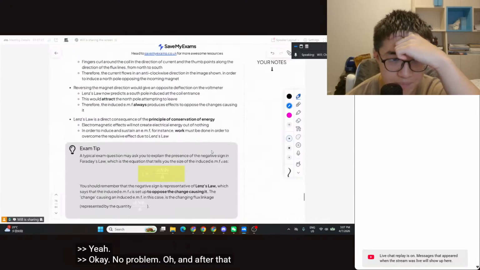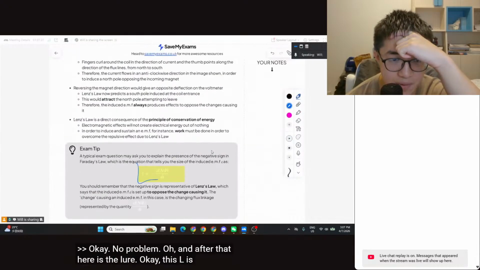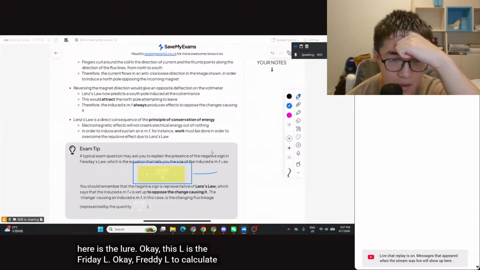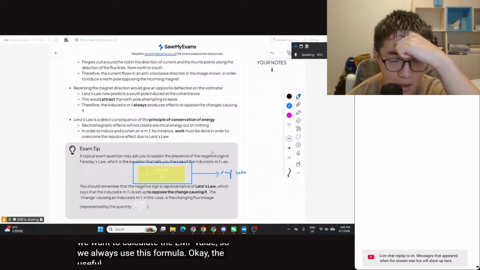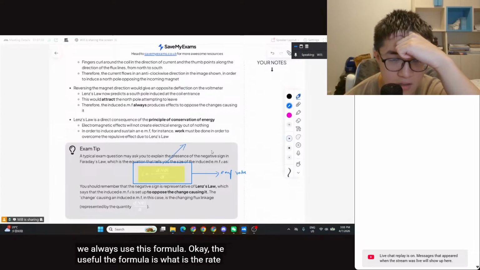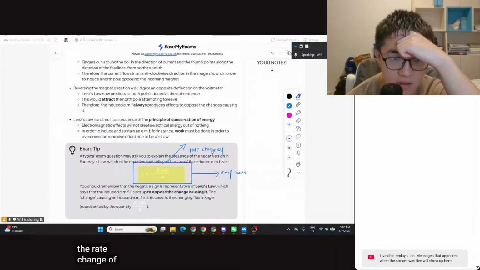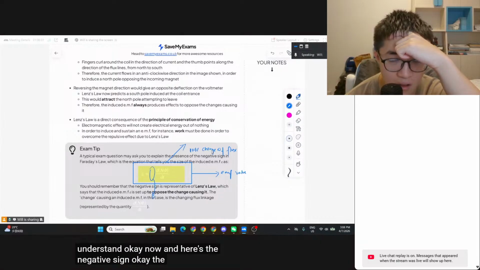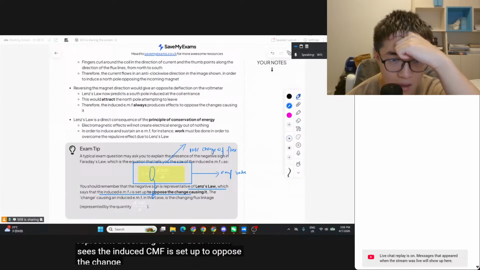After that, here is the law. This law is Faraday's law, used to calculate the EMF value. The formula is the rate of change of flux linkage over time. Understand that? And here is the negative sign. The negative sign represents Lenz's law, which says the induced EMF is set up to oppose the change in flux. Understand that?